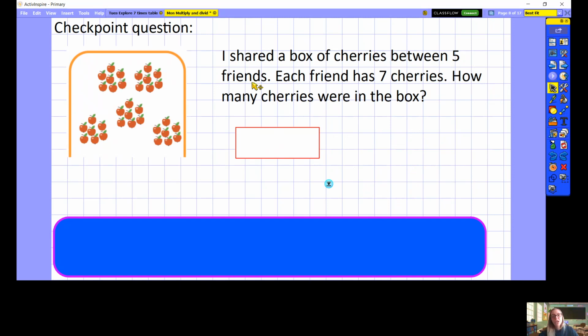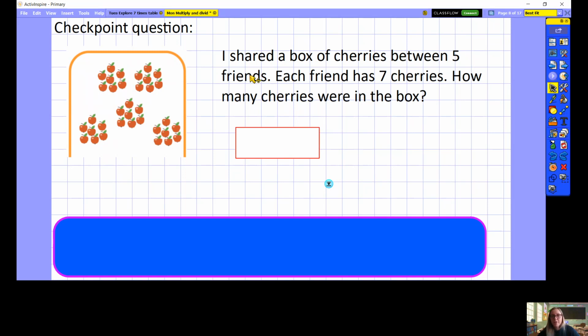So checkpoint question. I shared a box of cherries between 5 friends. Each friend has 7 cherries. How many cherries were in the box? So there's a visual representation here for you to help you. Can you solve that calculation and write down your answers? Pause the video while you have a go.